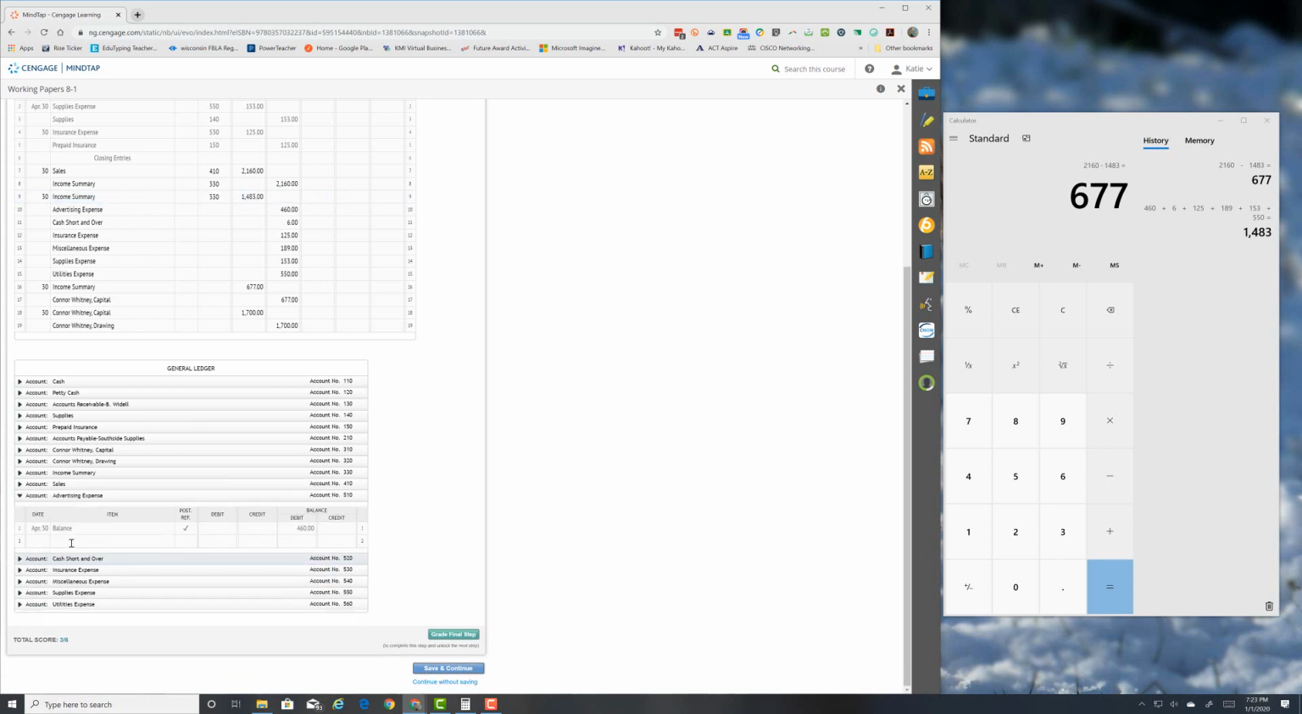Now I'm going to go through and close all of my expense accounts. Date is the 30th. Post reference is 8. I am crediting advertising expense 460, 0 as a debit and as a credit. And then account number 510 goes back up here. Next, date is the 30th, 8, credit $6 to get a 0 balance. Account number 510 goes back up top. Continue to go down through all of my expense accounts. There's the 30th. 530 goes up here.